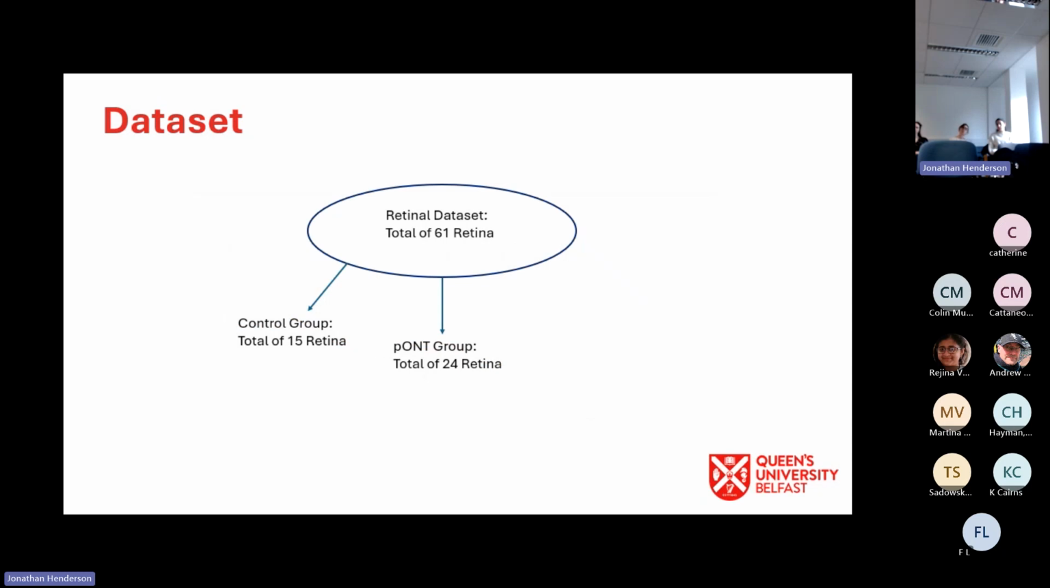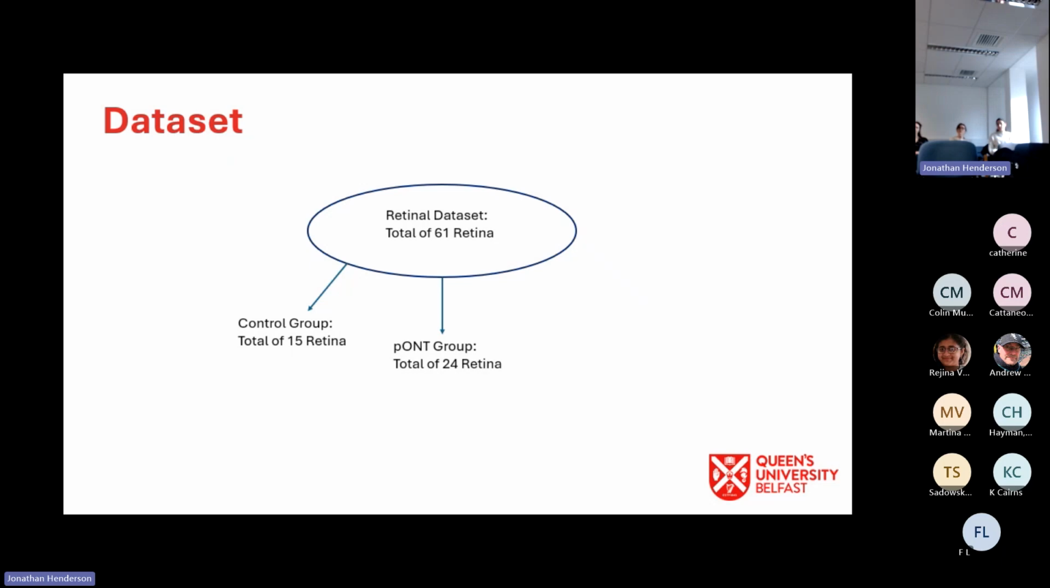So the data set that we're working with contains a total of 61 retina. As I said, each mouse underwent different procedures. So there was a cohort of 15 in the control group. Essentially they didn't undergo any procedure, so they were the healthy retina to compare to.